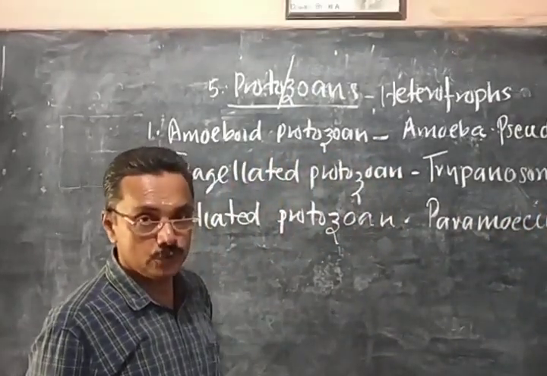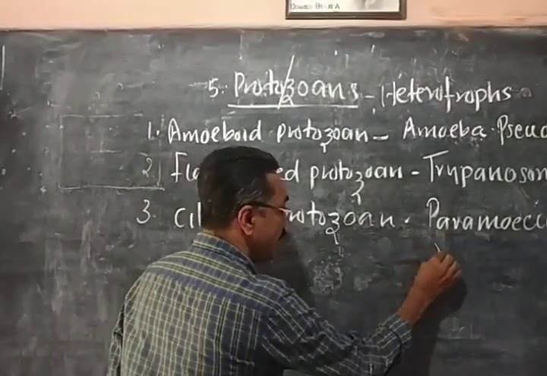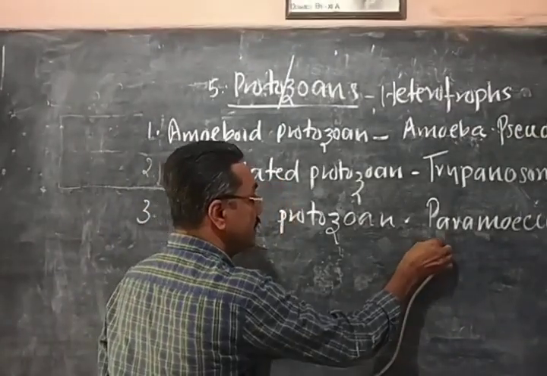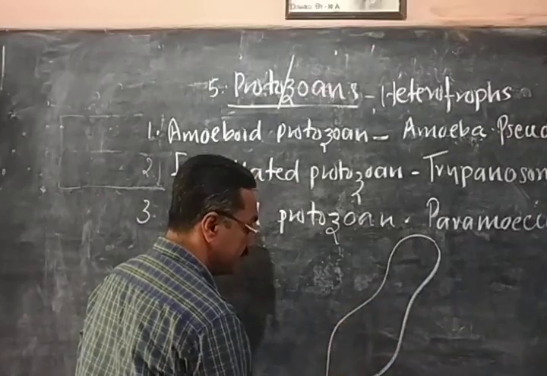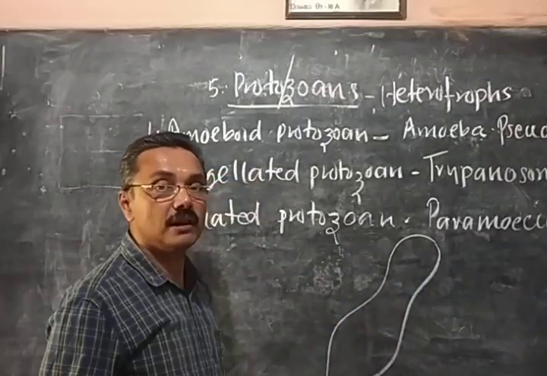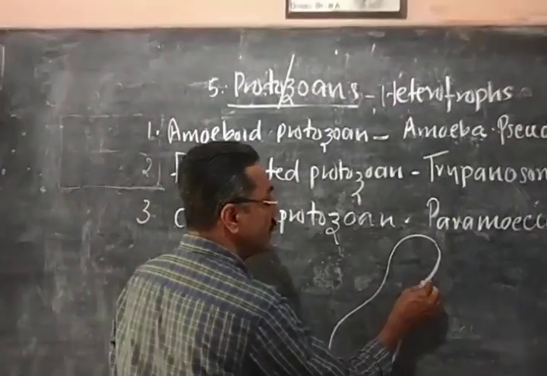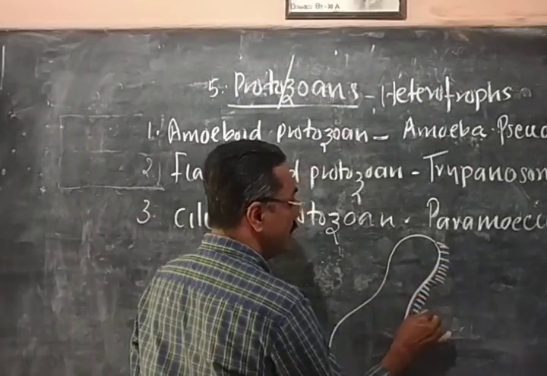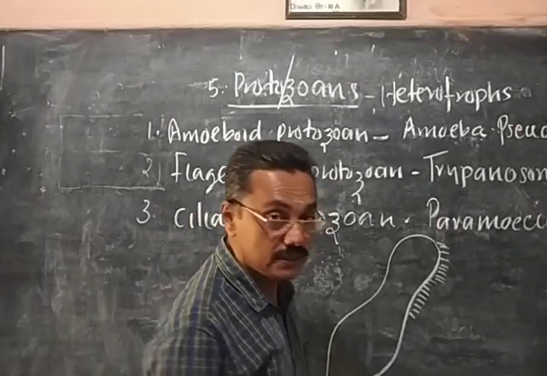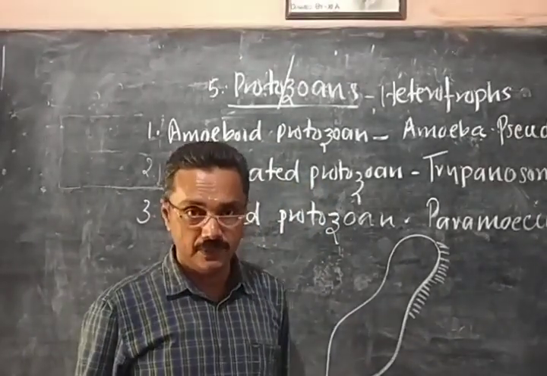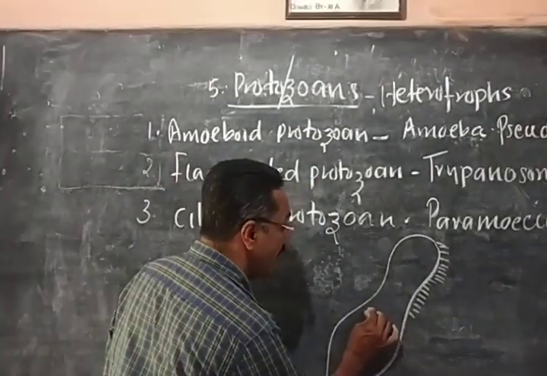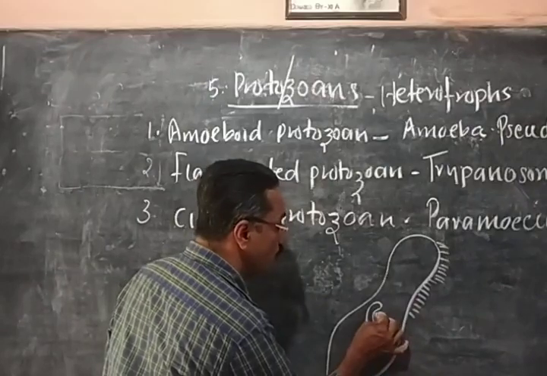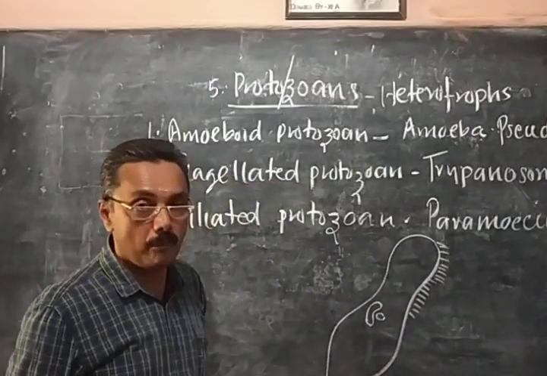You know Paramecium, a structure like the sole of a slipper. Paramecium has typical animal characters, and the body is covered by hair-like structures. These hair-like structures are called cilia, for movement. And they have two nuclei. One large nucleus called the macronucleus and a small nucleus called the micronucleus.